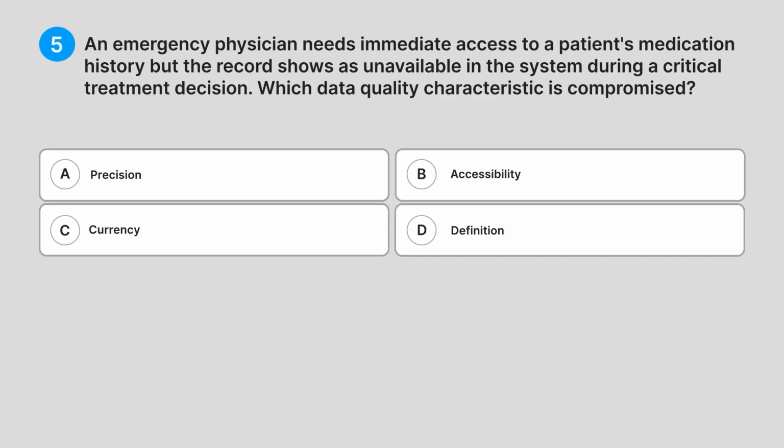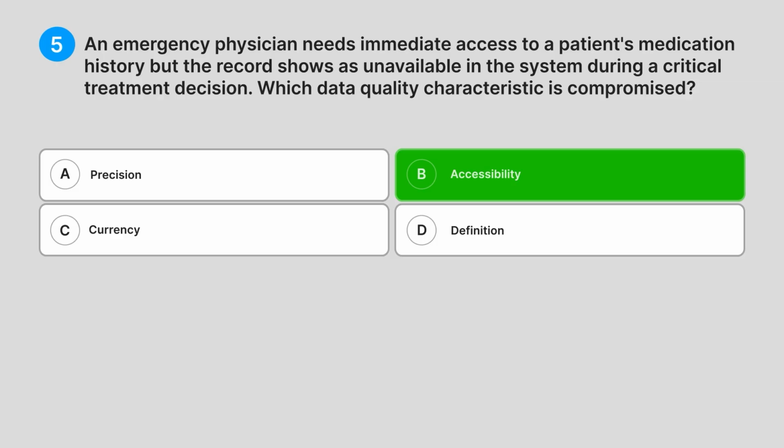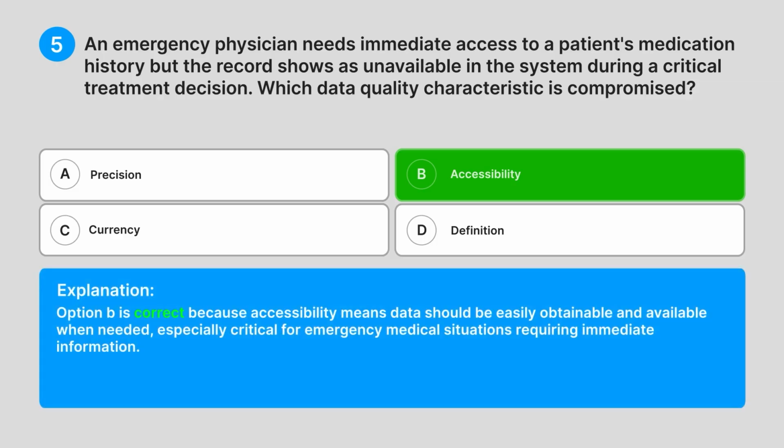Correct answer, B, accessibility. Explanation. Option B is correct because accessibility means data should be easily obtainable and available when needed, especially critical for emergency medical situations requiring immediate information.